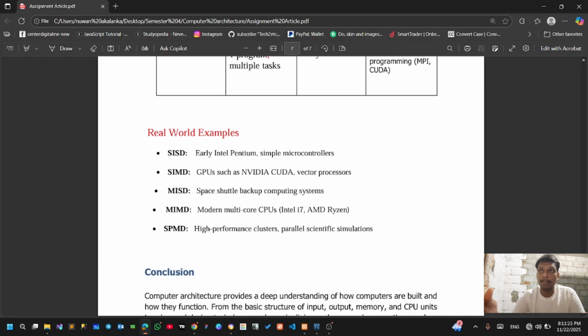Next we have real world examples. SISD means early Intel Pentium and simple microcontrollers. According to SIMD, GPUs such as NVIDIA CUDA and vector processors. MISD, space shuttle backup computing systems. MIMD, modern multi-core CPUs like Intel i7, AMD. SPMD, high performance clusters and parallel scientific simulations.